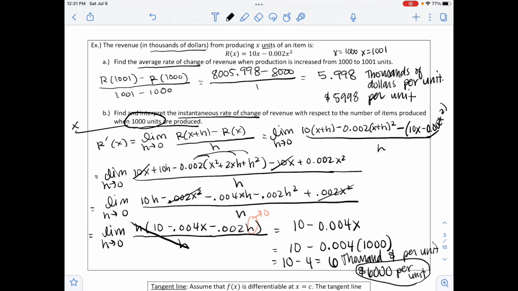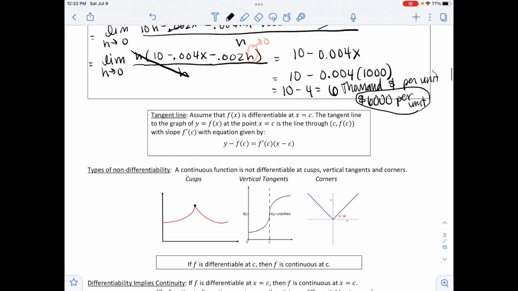And so you can see our answer for part A was $5,998 per unit, which again is an estimate. This is just going from one unit to the next, versus this idea of just using the one value of 1,000 units. We see that this would actually be $6,000 per unit. So we have two different methods and two different things that we're looking for. Again, the average rate of change is dealing with our secant line and given two values of x's, whereas part B is using the calculus method and using only one value. We only had 1,000 units for our x.